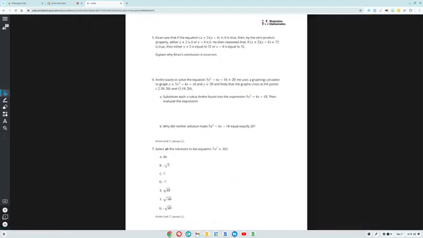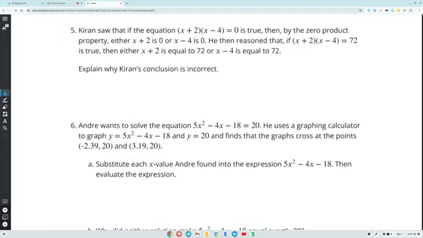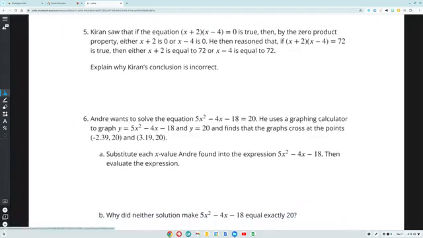Question 5 says Kieran saw the equation x plus 2 times the quantity x minus 4 is 0 is true. Then by the zero product property, either x plus 2 is 0 or x minus 4 is 0. He then reasoned that if x plus 2 times x minus 4 is equal to 72 is true, then either x plus 2 is equal to 72 or x minus 4 is equal to 72. Explain why Kieran's conclusion is incorrect.